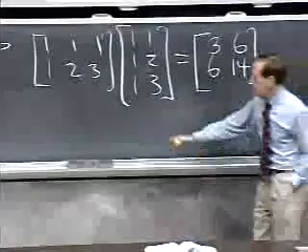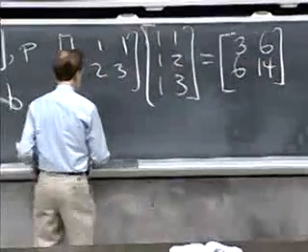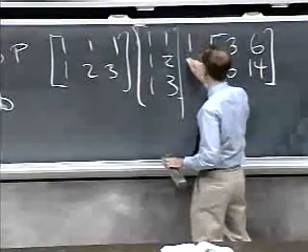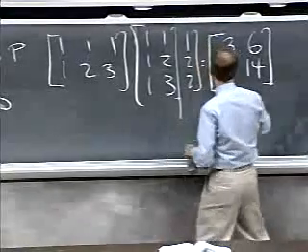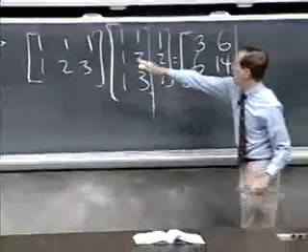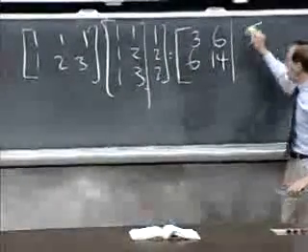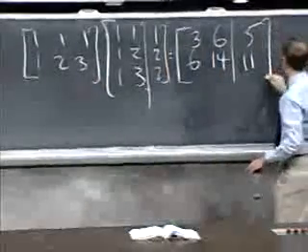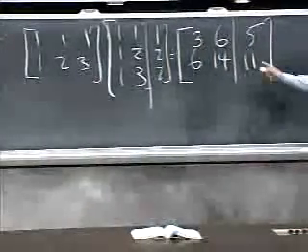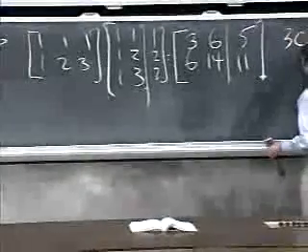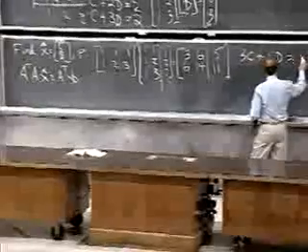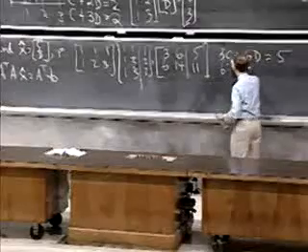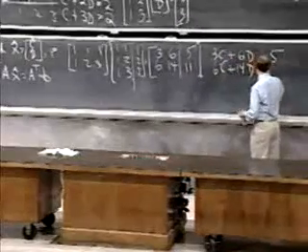Okay, and now let me figure A transpose B. So can I tack on B as an extra column here? 1, 2, 2. And the extra column A transpose B looks like 5 and 11. I think my equations are 3C plus 6D equals 5, and 6C plus 14D is 11.